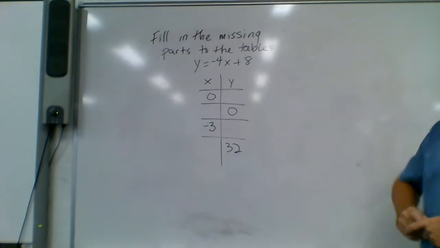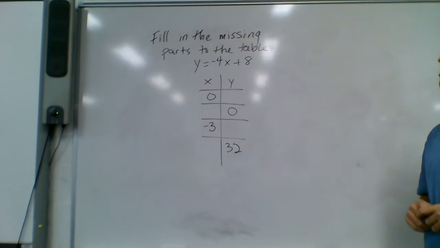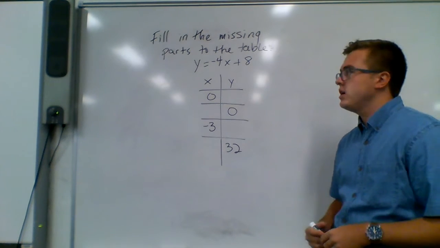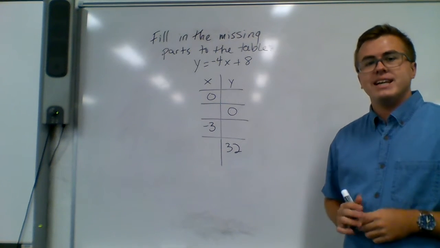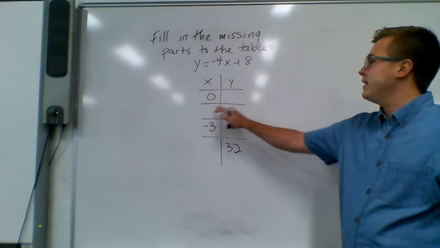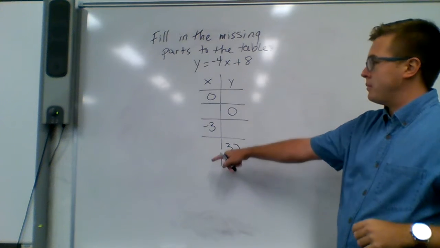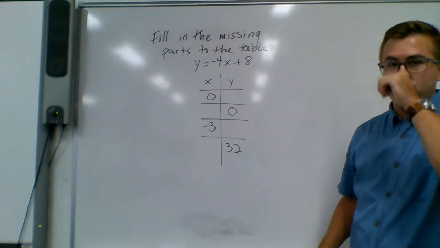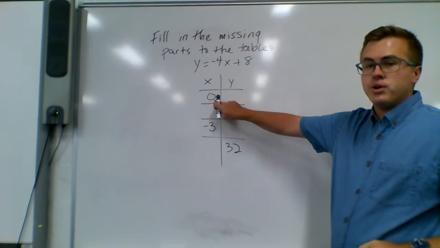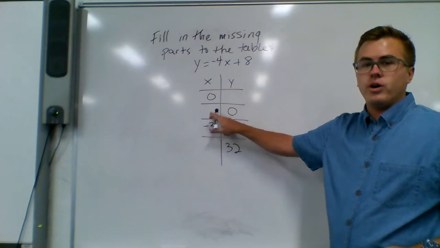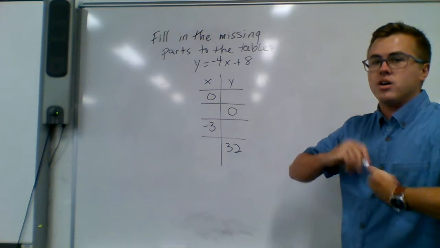All right, so in this one, it says to fill in the missing parts to the table. So this one you don't get as much freedom because it already puts some parts in there for you and you have to fill in these missing spots. So in this one, it gives you some of the inputs, it gives you some of the outputs, and you have to figure out if you're inputting 0, what it goes to, and then you have to figure out, okay, what input gets me to an output of 0.